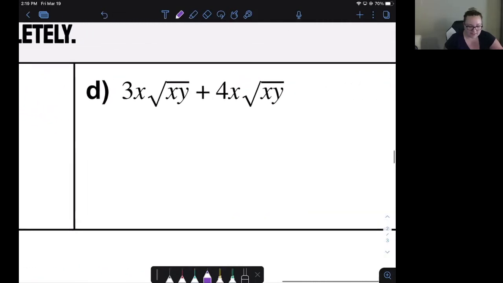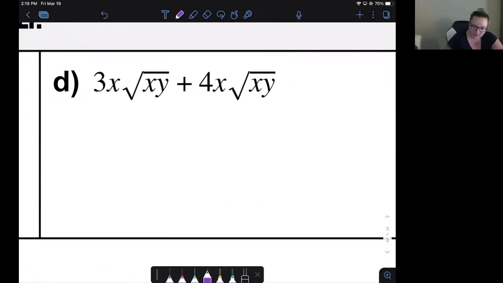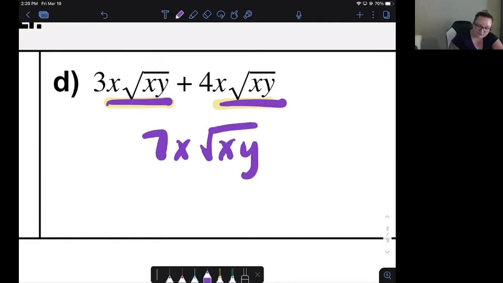All right, part D, 3x root xy plus 4x root xy. Are the bases the same? Can we go ahead and add these two? Go ahead and answer this question yourself. So 3x root xy plus 4x root xy do have the same bases. 3 plus 4 is 7, so we have 7x root xy.